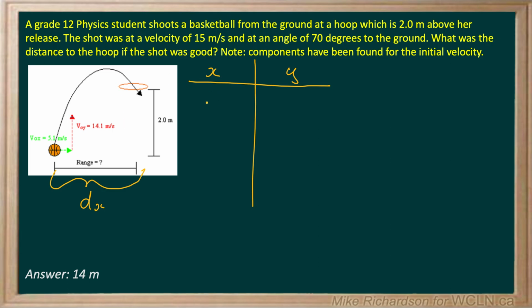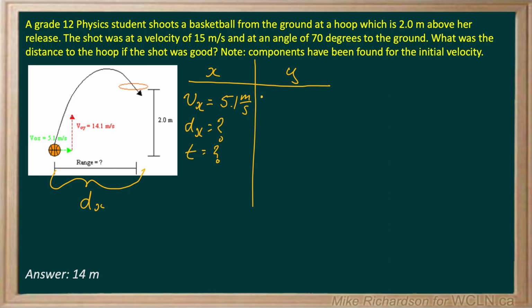So let's write down our given information. Now remember, horizontally, we've only got the three variables. And Vx never changes. It's always 5.1, tracking from left to right, horizontally. Dx is what we're looking for. Time we don't know, so we can't do much in the x column yet.